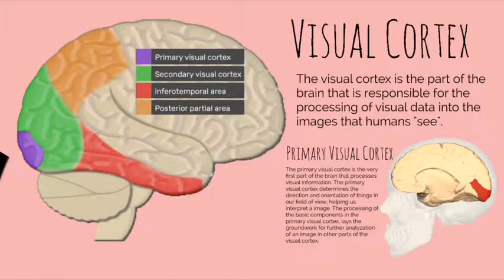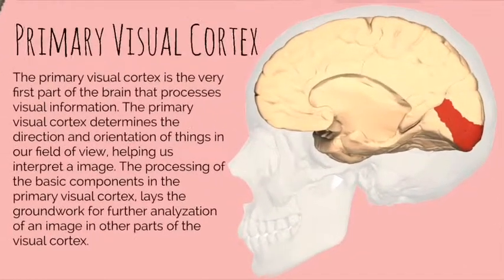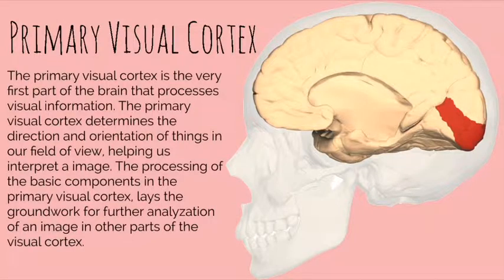The visual cortex is the part of the brain that is responsible for the processing of visual data into the images that humans see. The primary visual cortex is the very first part of the brain that processes visual information. The primary visual cortex determines the direction and orientation of things in our field of view, helping us interpret an image. The processing of the basic components in the primary visual cortex lays the groundwork for further analysis of an image in other parts of the visual cortex.